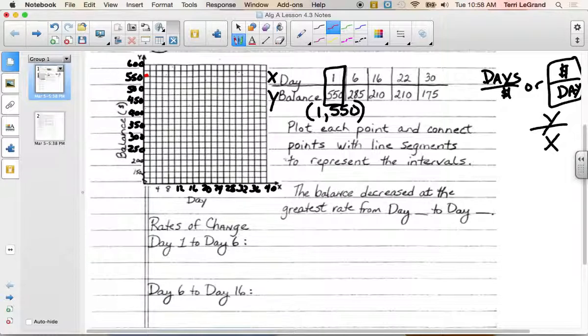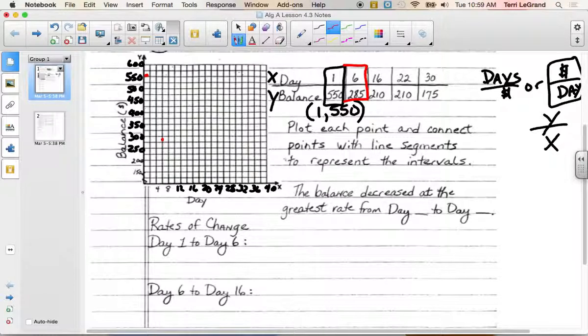Now we're going to go over here and say, okay, our next point would be at (6, 285). So we're going to go to 6 on the x-axis and 285. Oh, well, that's not a grid line. 250, the next grid line's 275. So I can't go quite halfway between 275 and 300, but just under halfway.